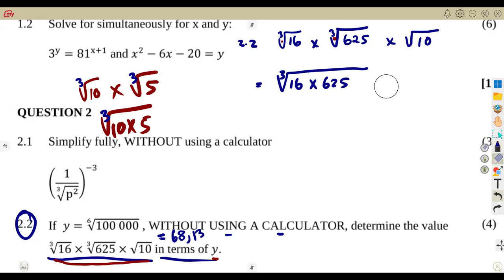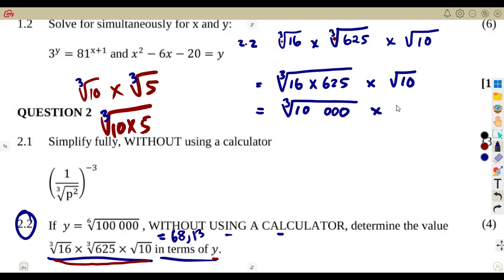So yes, they say do not use a calculator, but guys, to multiply these numbers, do not crack your head trying to multiply these numbers. Use your calculator to multiply this, all right? 16 times 625 is going to be 10,000. So it means we have got the cube root of 10,000 here, which is multiplied to the square root of 10. All right. We are so far away from this, from the look of things, we are given there.